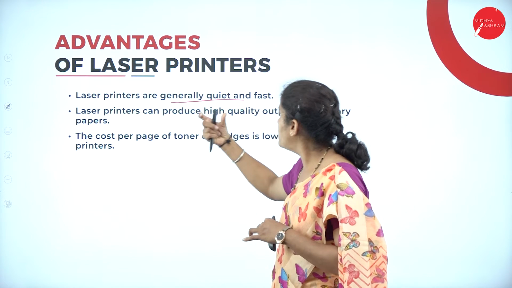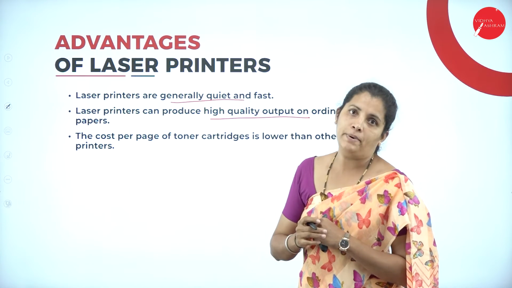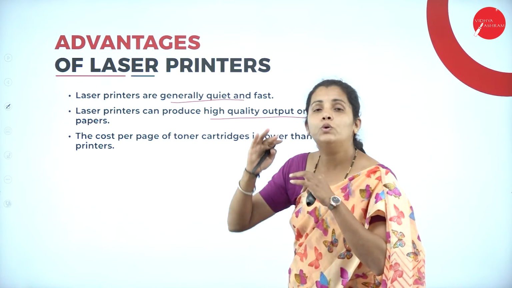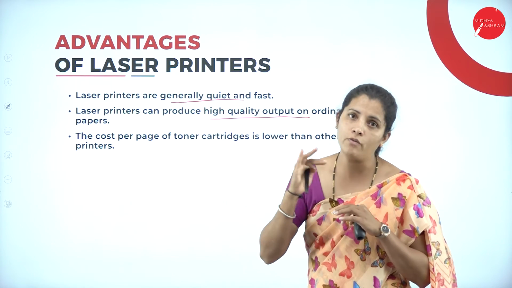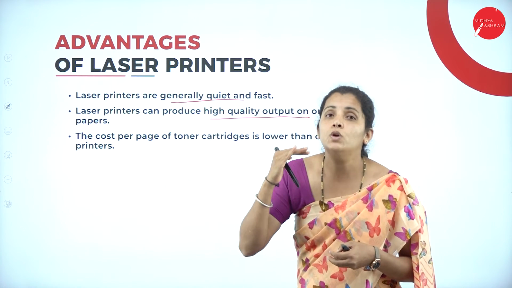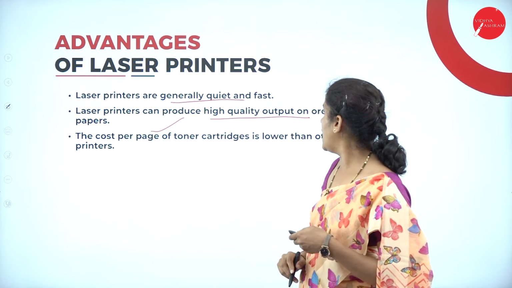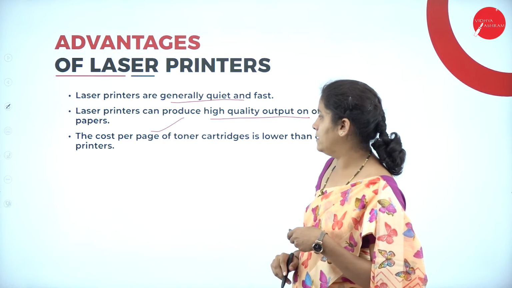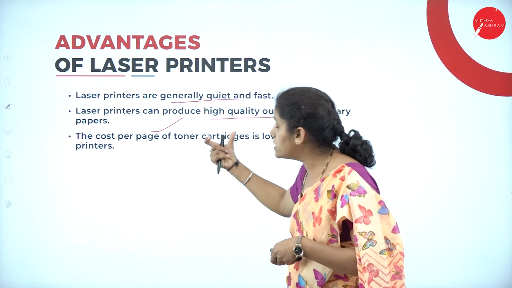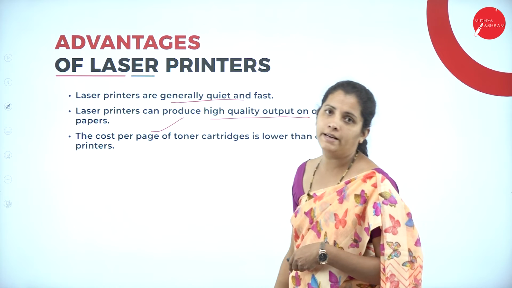Laser printer can produce high quality output on ordinary paper. That means to take a printout in laser printer, you don't need any special kind of paper. By using ordinary paper, you can get good quality output. Then the cost per page of toner cartridge is lower than other printers. That means the cost required for toner cartridge is less than other printers.